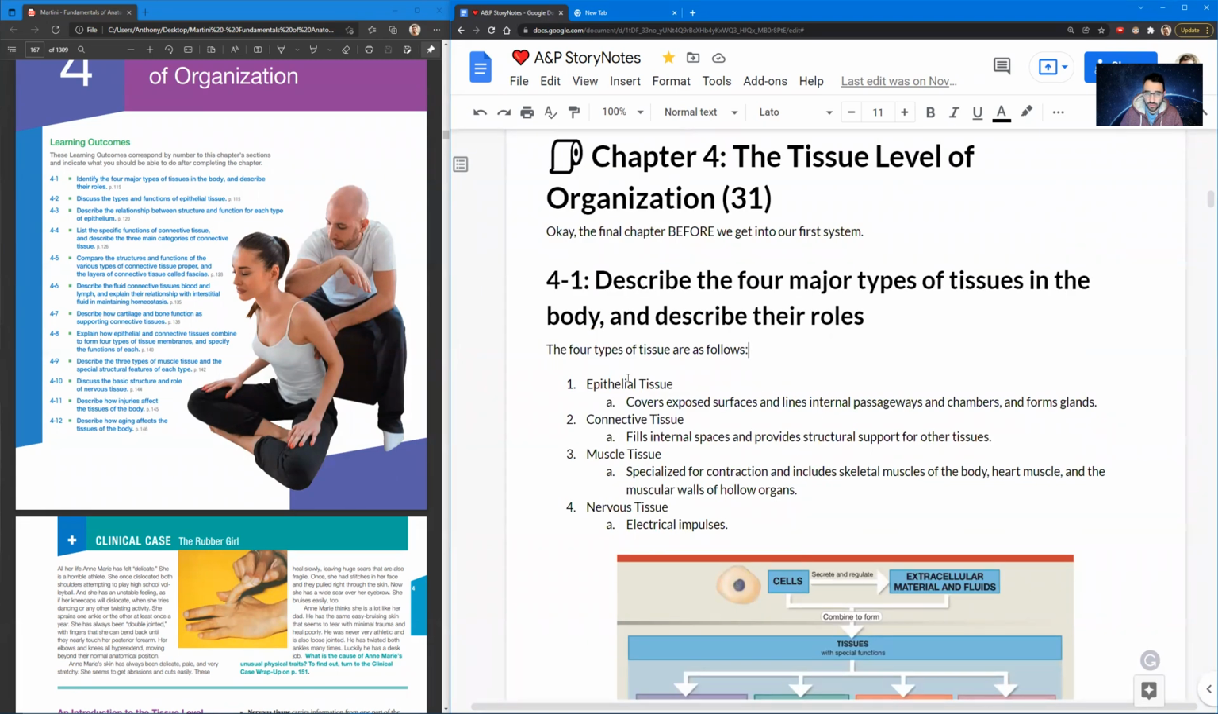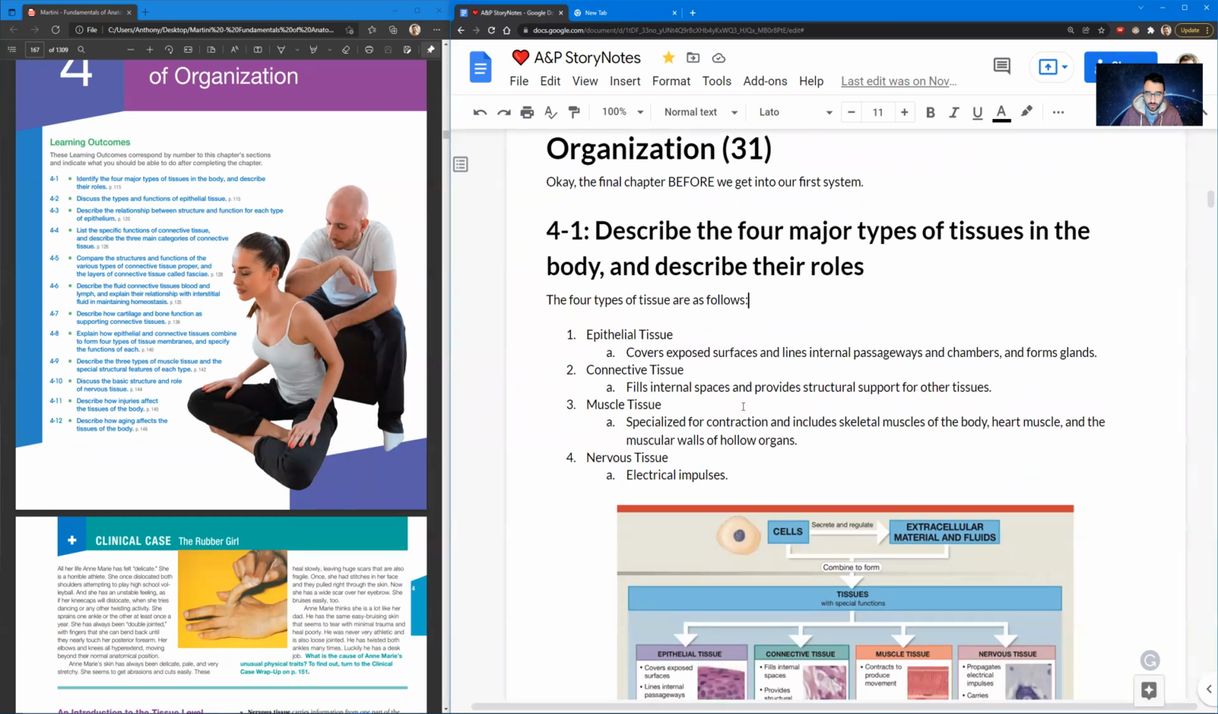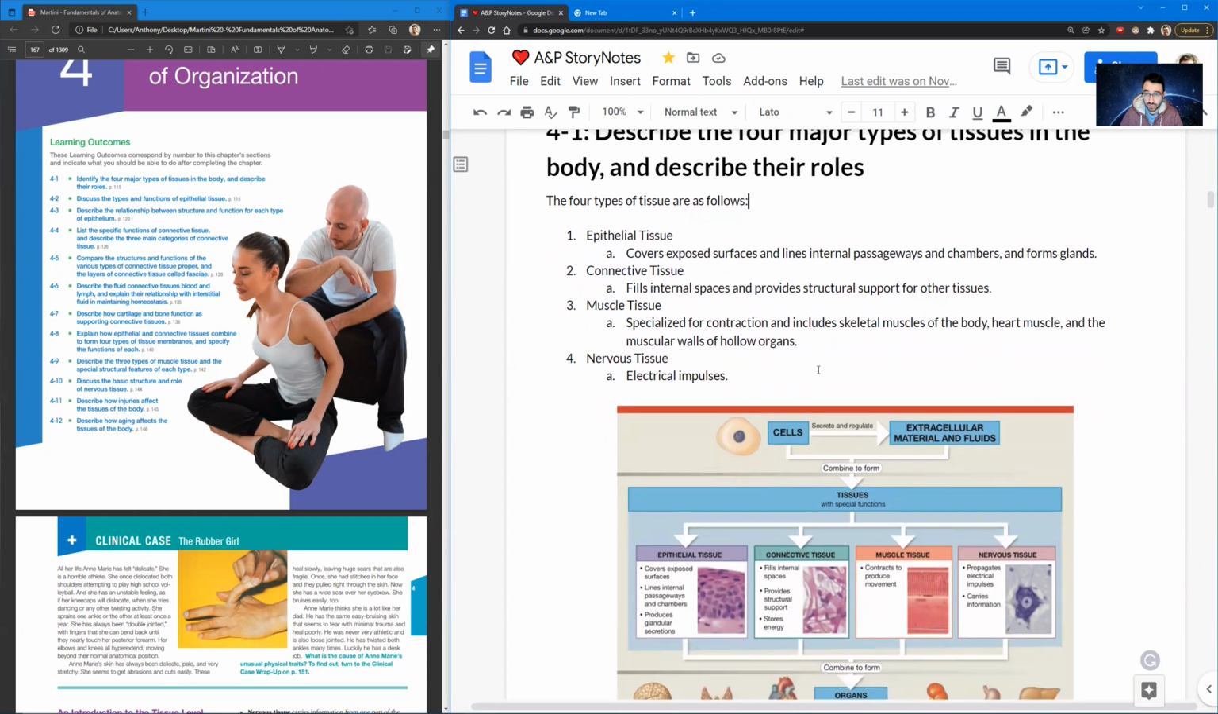So there are 4 types of tissue. There's epithelial, connective, muscle, and nervous. And epithelial tissue covers exposed surfaces like your skin, but also internal passageways, like your esophagus, intestines. Connective tissue just kind of fills in all these internal spaces, and it provides padding and just support, things like that. Muscle tissue, of course, is what contracts and allows you to walk and stand and sit and move your limbs.